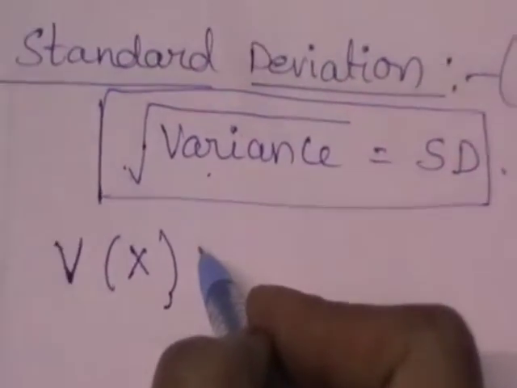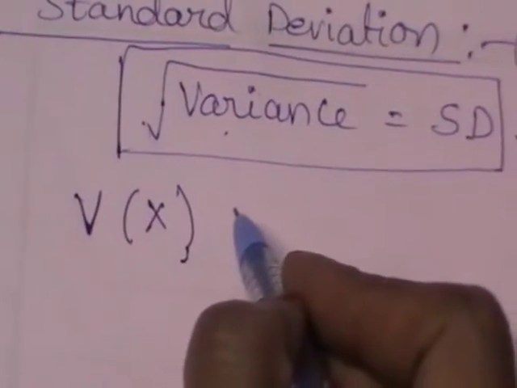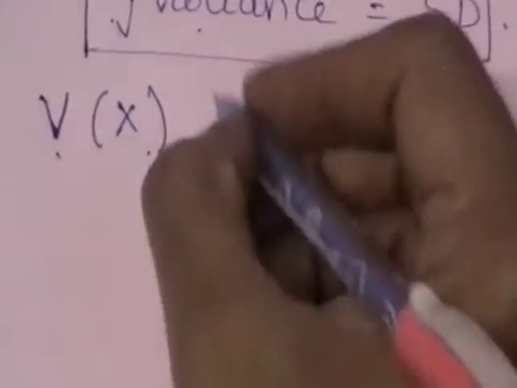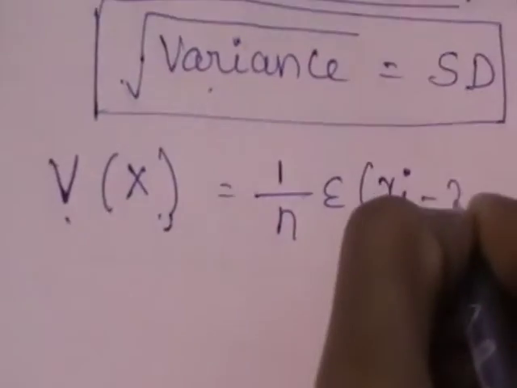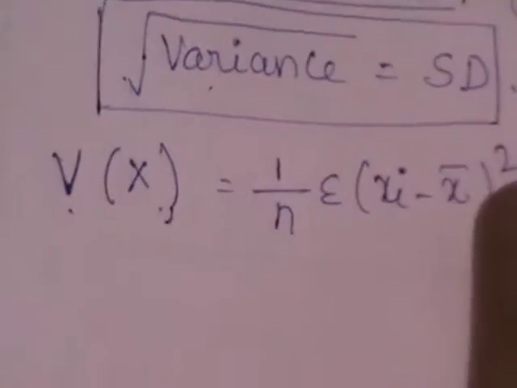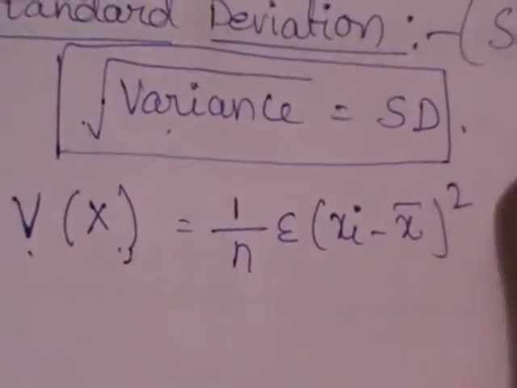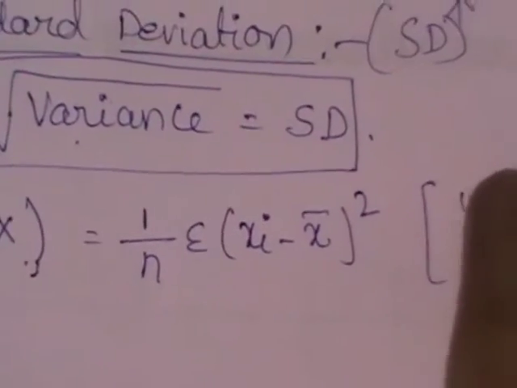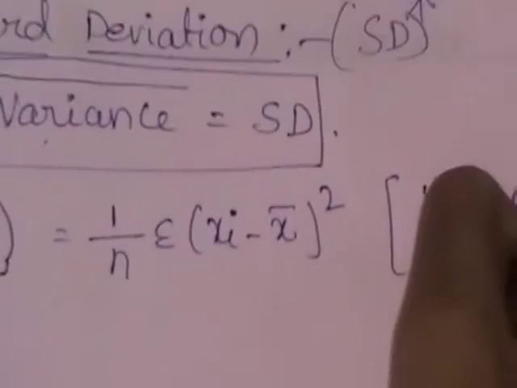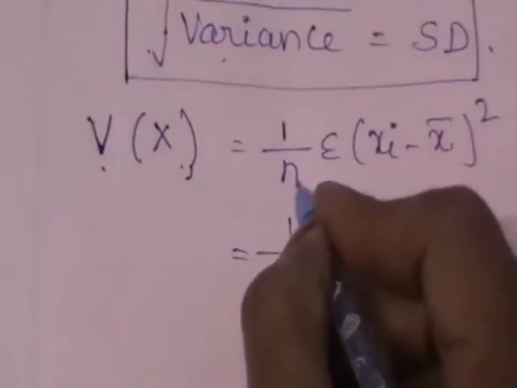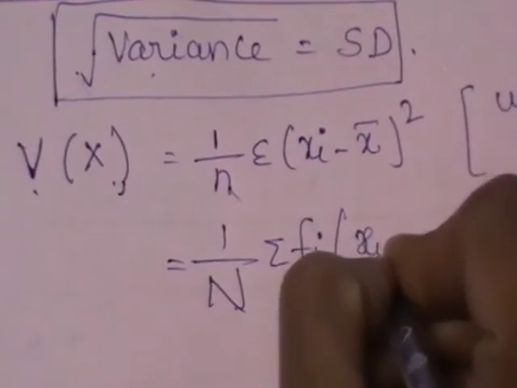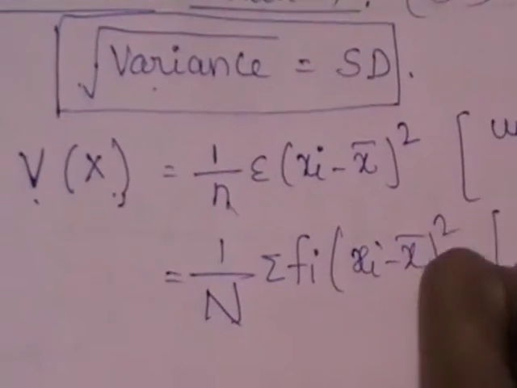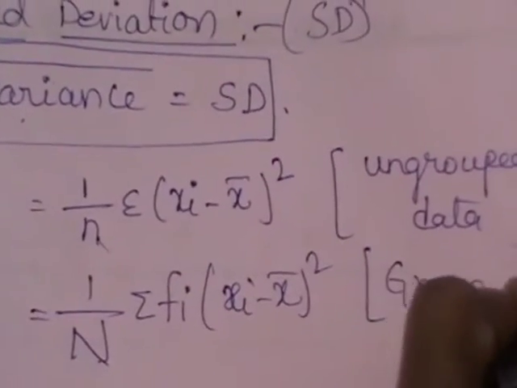Likewise, x bar is used for mean, and V of x is the notation for variance of x. The V of x formula is 1 by n sigma xi minus x bar whole square. Here there are no f's and we have small n. This is for ungrouped data. If it is for grouped data, in place of small n you will get capital N, sigma fi into xi minus x bar whole square. This is for grouped data.